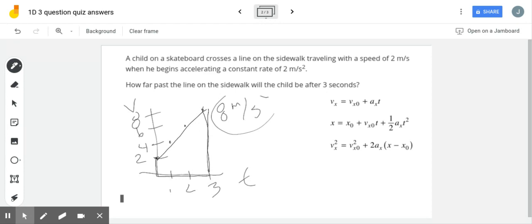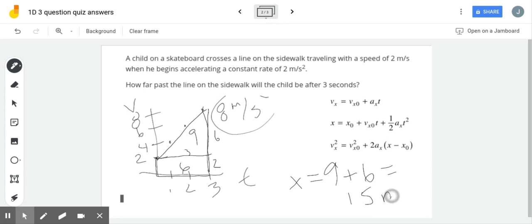So this is a trapezoid, and we can divide it up into a triangle and a rectangle if we want. So this bottom one is a height of 2 and a base of 3. 2 times 3 is 6. The triangle has a base of 3 and a height of 2 to 8, which is 6. And we do 1/2 times 3 times 6, so that's 9. Okay, and so we get that our displacement is 9 plus 6, which is 15 meters.